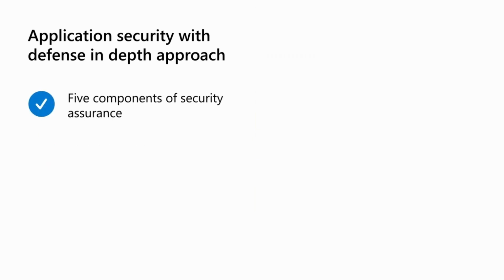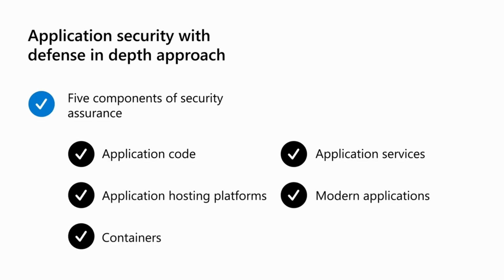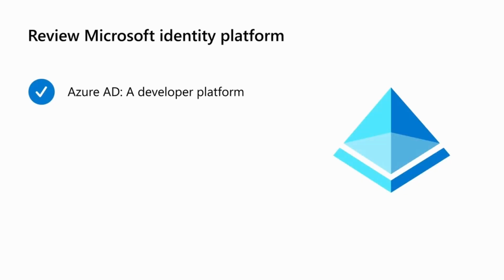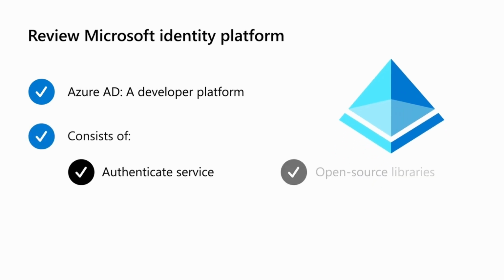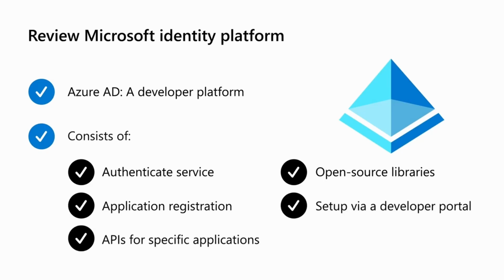The 5 components of security assurance you've learned about are application code, application services, application hosting platforms, modern applications, and containers. You also discovered that the Azure Active Directory, also called Azure AD, is a developer platform and a subset of the Microsoft Identity Platform. The Microsoft Identity Platform consists of an authentication service, open source libraries, application registration, set up via a developer portal, and APIs for specific applications.